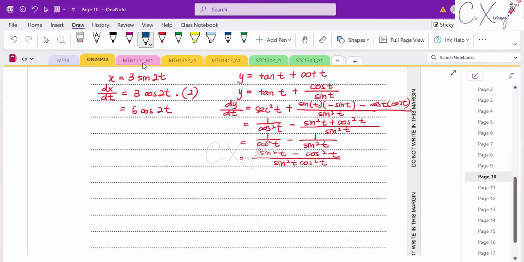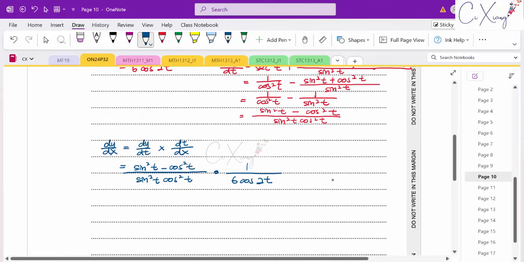So to get dy/dx, I need to have dy over dt multiplied with dt over dx. So what's the dy/dt here? I'm having sine square t minus cos square t divided by sine square t cos square t. For dt/dx, dx/dt is this one, so dt/dx will be 1 over 6 cos 2t. Okay, so now I still need to continue to rephrase it one more time. And let's see what can we do from here.